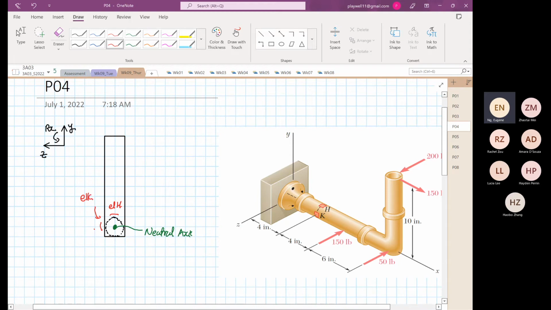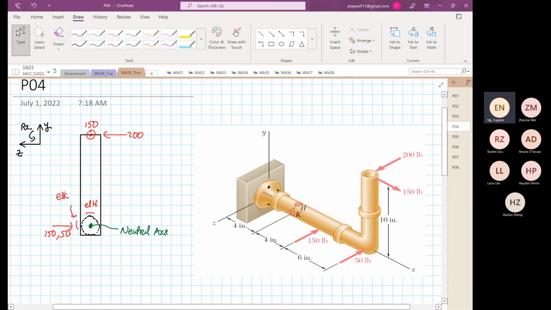Then we put in the associated forces. This is 150 and 50. Okay? And then this is your 200 pounds. And then you have your 150 coming towards us. You got 150 coming towards us. Okay. So anything else? That's all.